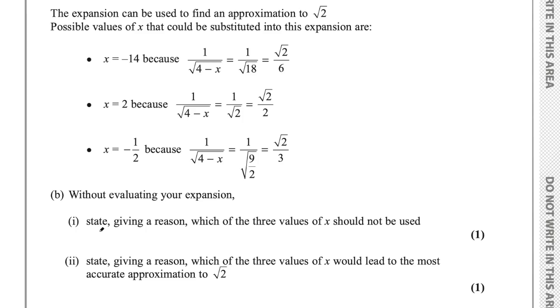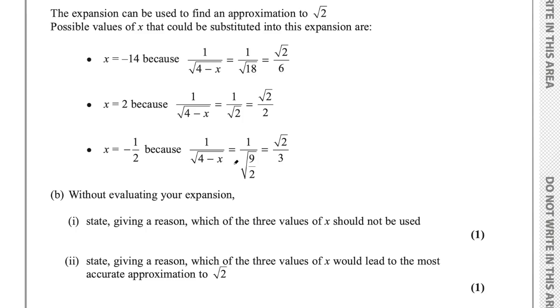Without evaluating your expansion, state giving a reason which of the three values of x should not be used. And part 2 says state giving a reason which of the three values of x would lead to the most accurate approximation to root 2. Okay, this is getting at using validity or a test of validity on your expansion.